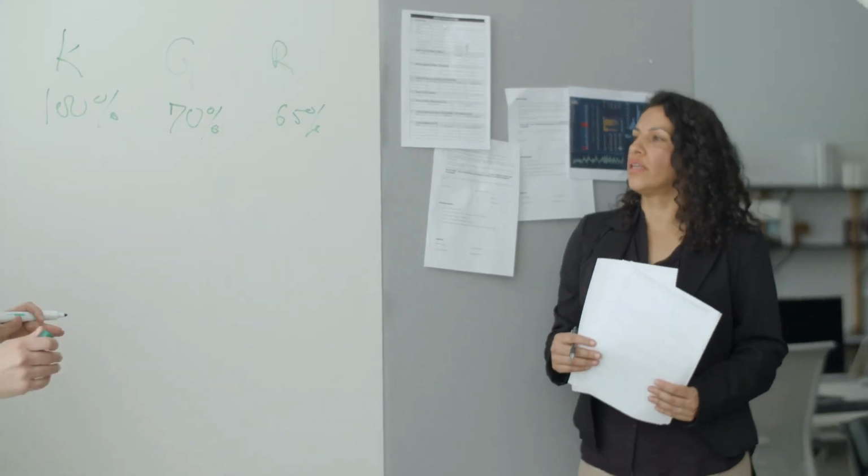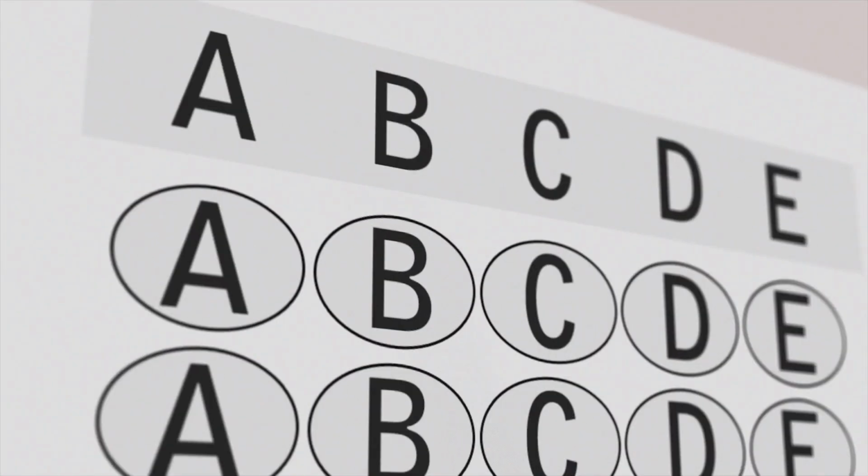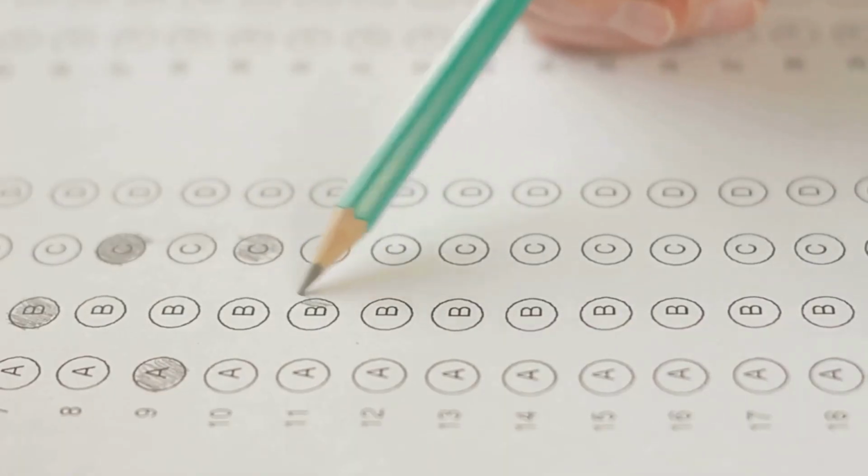Then there's parallel forms reliability. Picture this. You have 2 different versions of a test, but they're designed to measure the same thing. If you score similarly on both, it means the tests are reliable. This type is super useful for avoiding practice effects.